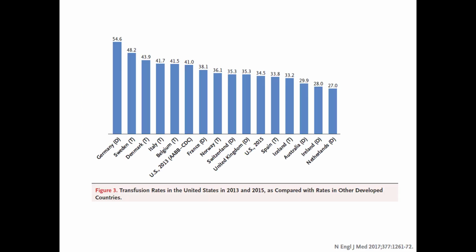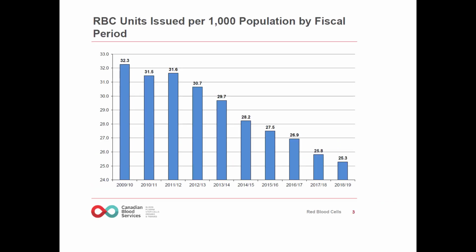This is data showing the per capita transfusion rate. So this is the amount of transfusions per 1,000 population. And you can see, although Canada is not on here, comparatively speaking, the US, which is similar, has a rate of 34.5 units per 1,000 population. And in Canada, we've seen an overall reduction in the RBC units being transfused per 1,000 population over the years, starting in 2009 at 32.3, and more contemporary numbers are much lower at 25.3.